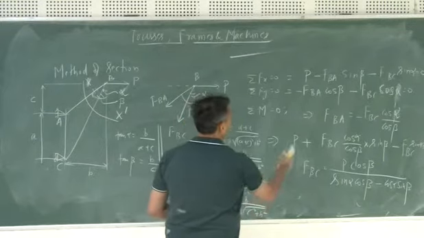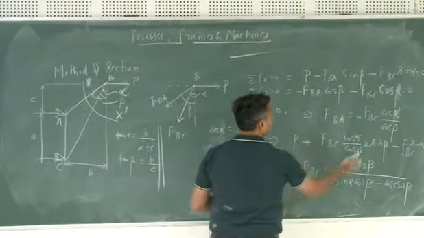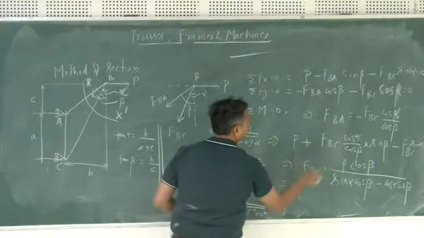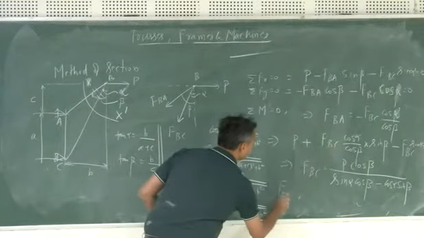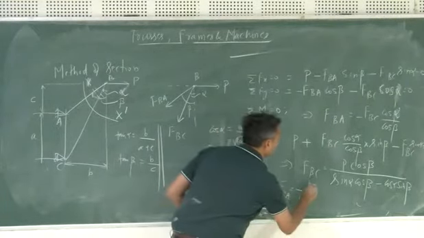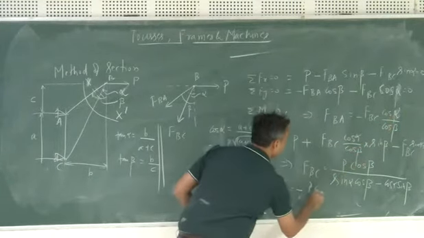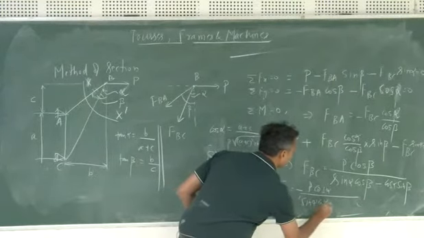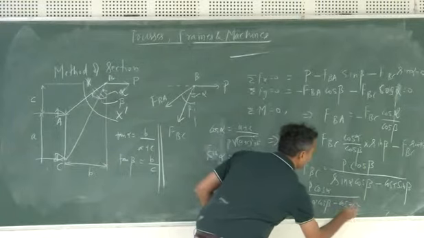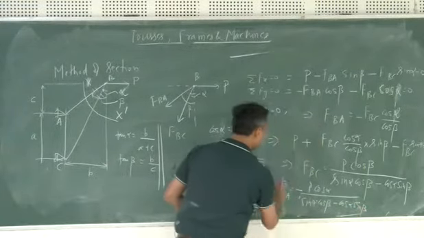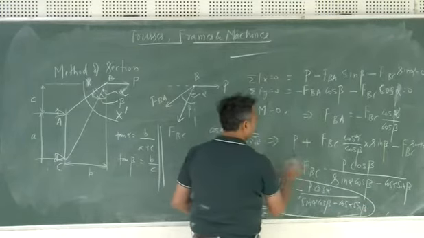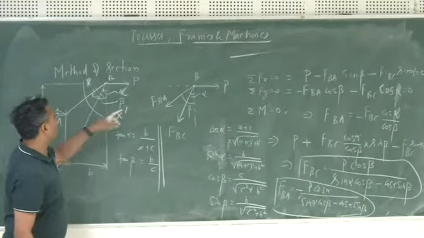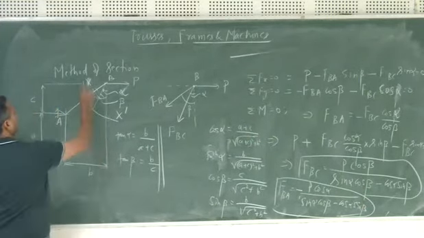However, you also know FBA is nothing but this. Just multiply this particular term, minus P cos beta, and you will get minus cos alpha. This is how you can apply the method of section, with the numbers which are given. Means that you will have to take section of both.